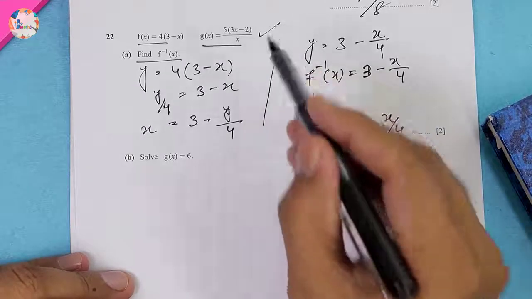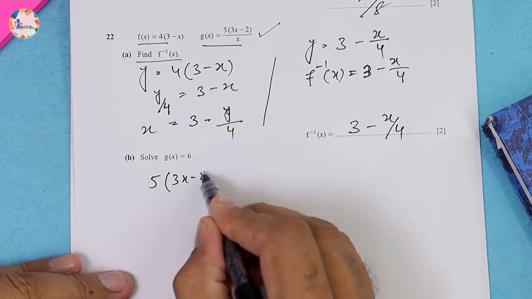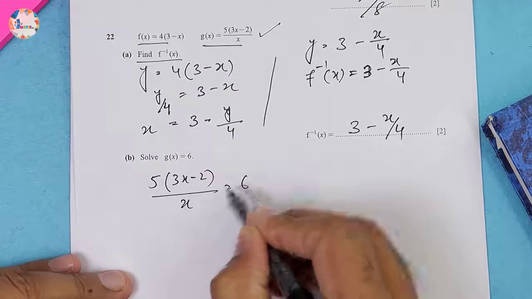Then solve g of x is equal to 6. g of x is provided, we will just write 5 into 3x minus 2 over x is equal to 6.